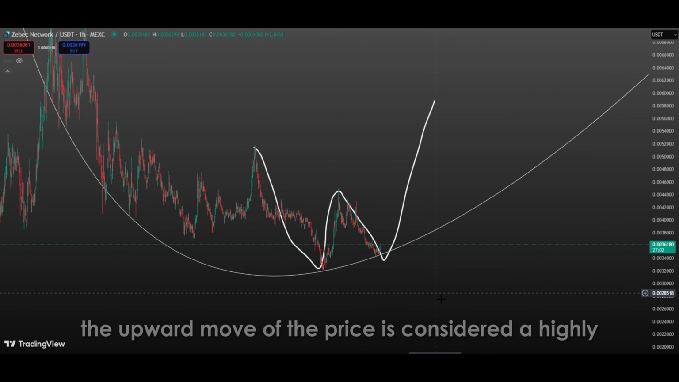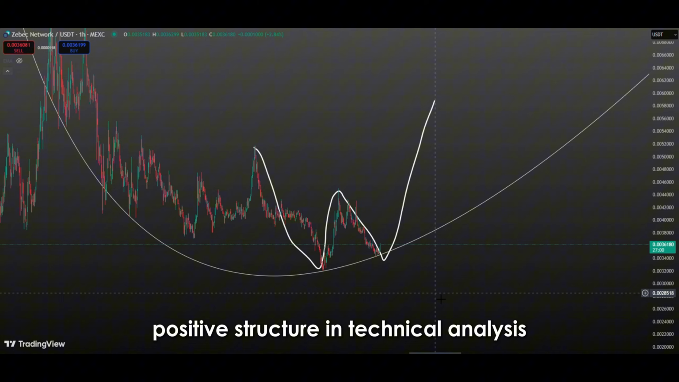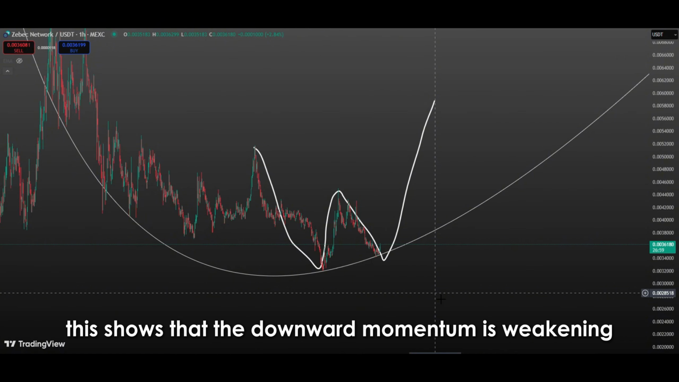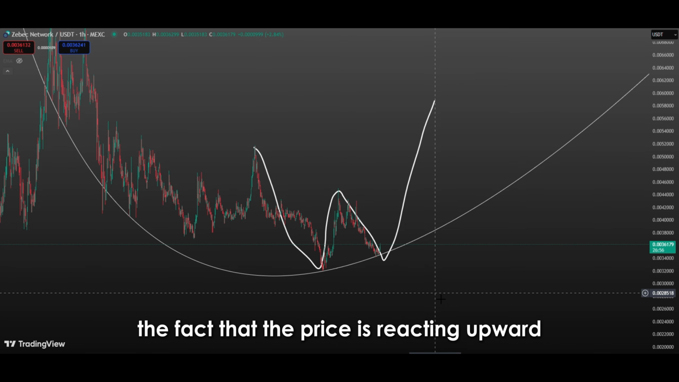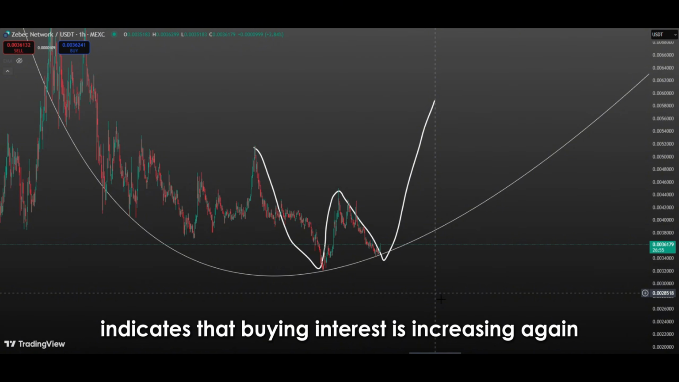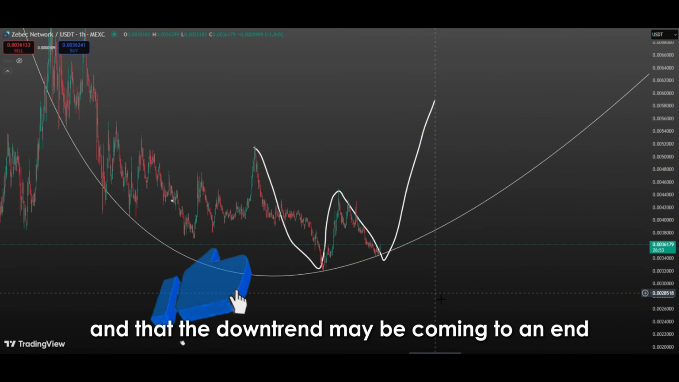At this point, the upward move of the price is considered a highly positive structure in technical analysis. This shows that the downward momentum is weakening and buyers are beginning to take control. The fact that the price is reacting upward from the second bottom indicates that buying interest is increasing again and that the downtrend may be coming to an end.